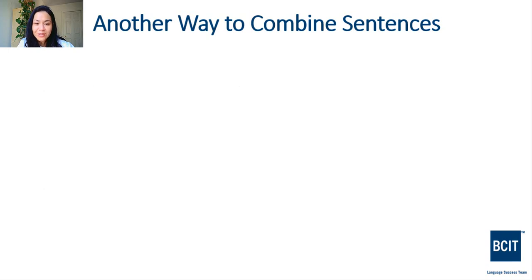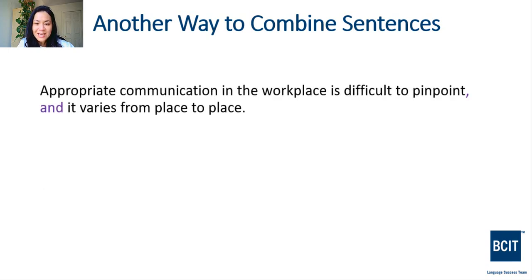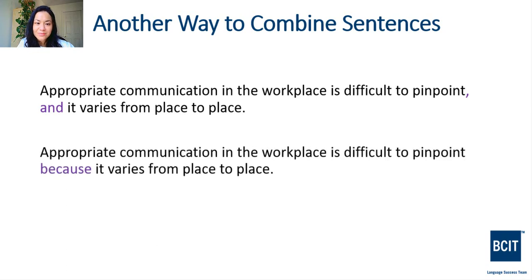For example, look at this sentence again. Appropriate communication in the workplace is difficult to pinpoint, and it varies from place to place. Now, look at this one. Appropriate communication in the workplace is difficult to pinpoint because it varies from place to place. Think about how the sentence has changed.